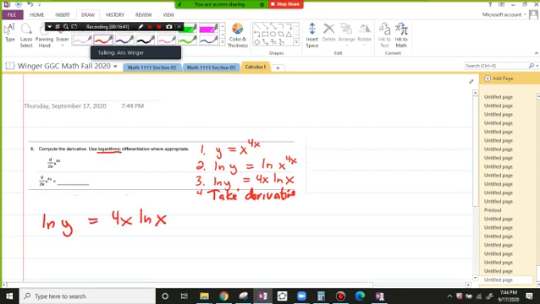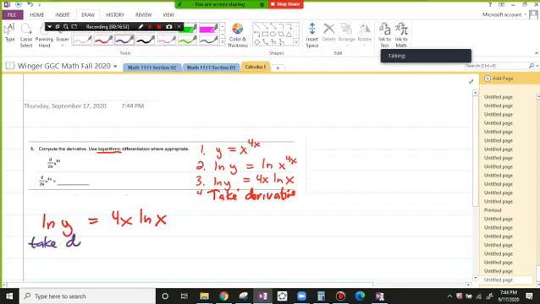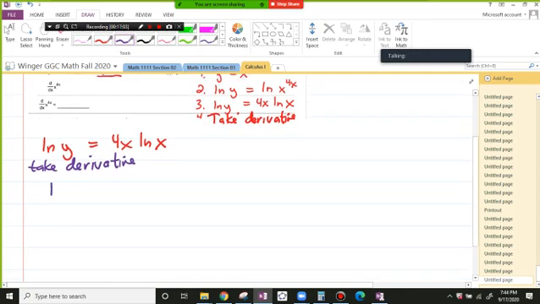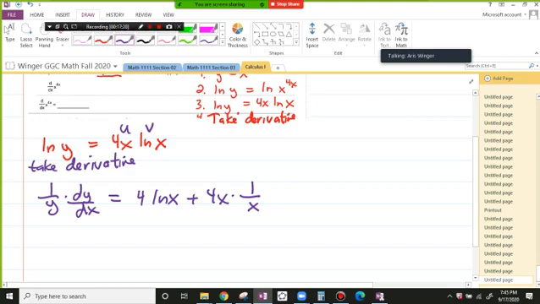And now taking a derivative of that, remember we're looking for y prime. We'll use a different color here. So then take a derivative. The derivative of the natural log of y is 1 over y times y prime. And that equals, and here again we are with the product rule, 4 times the natural log of x plus 4x times the derivative of the natural log of x, which is 1 over x.